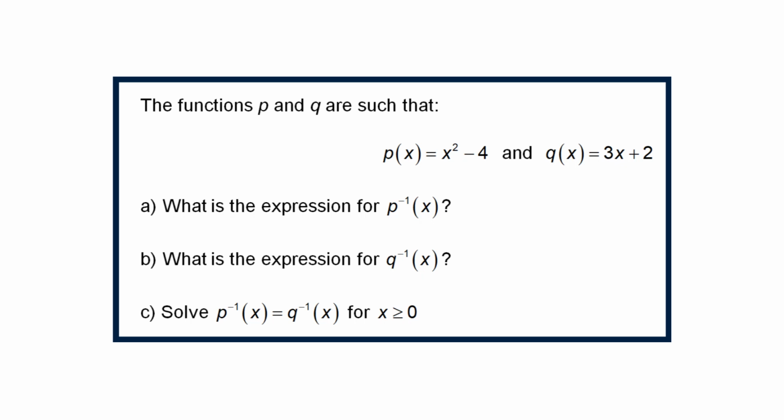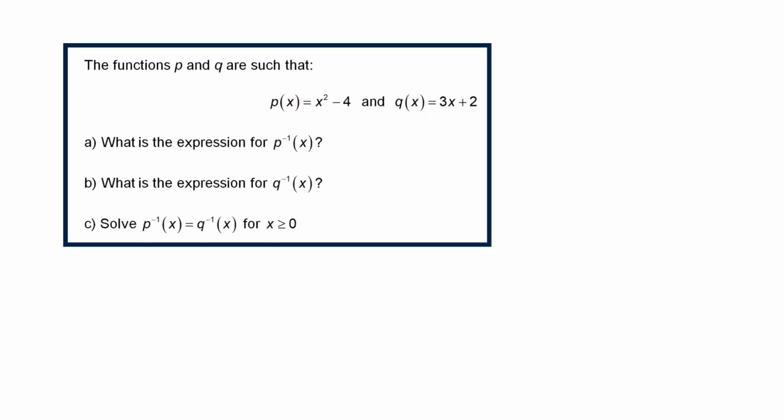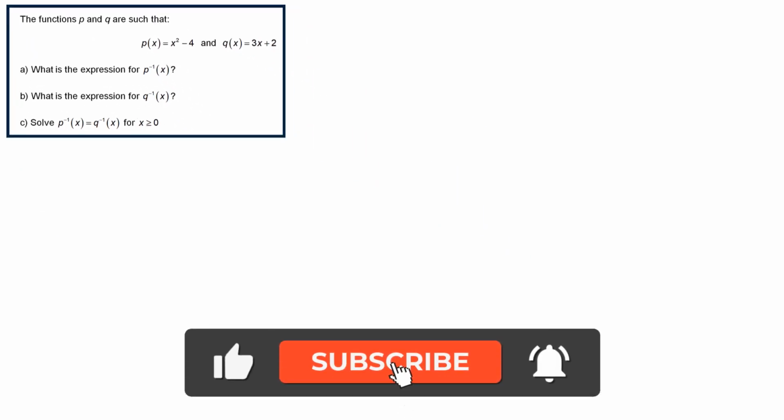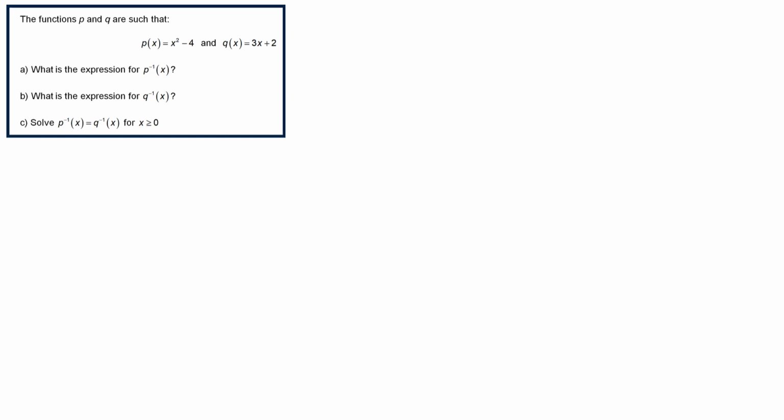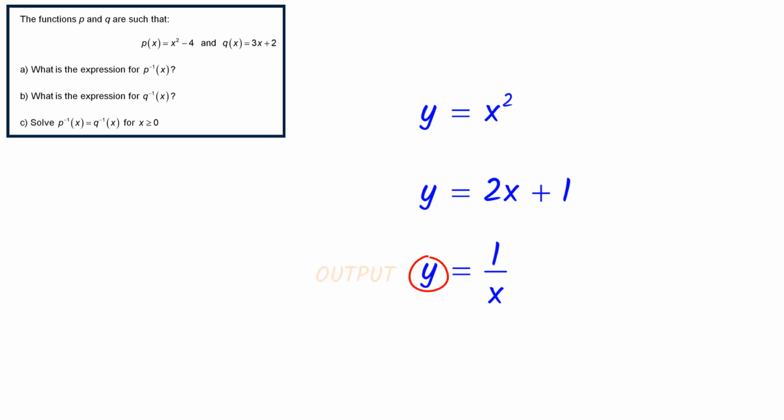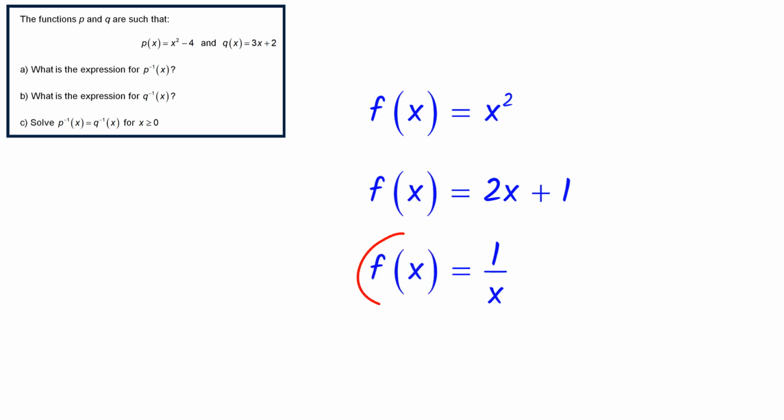Well, before we answer this question, let's briefly look at what functions and inverse functions are. A function is a relationship between an input variable and an output variable. You most likely have seen this as something like y equals x squared, y equals 2x plus 1, or y equals 1 over x, etc., where x is the input variable and y is the output variable. These are examples of equations that are also functions, but these functions could also have been written as f(x) equals x squared, f(x) equals 2x plus 1, or f(x) equals 1 over x, where f(x) just means that the output is a function of x.